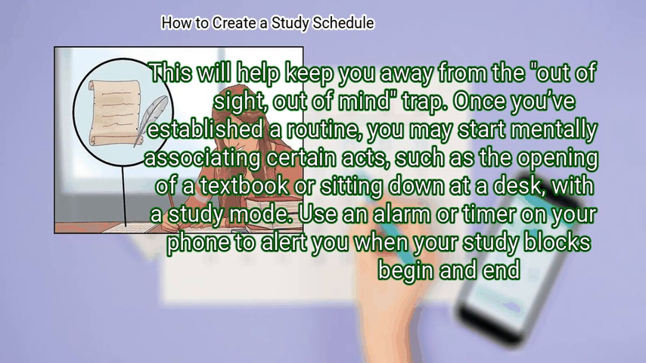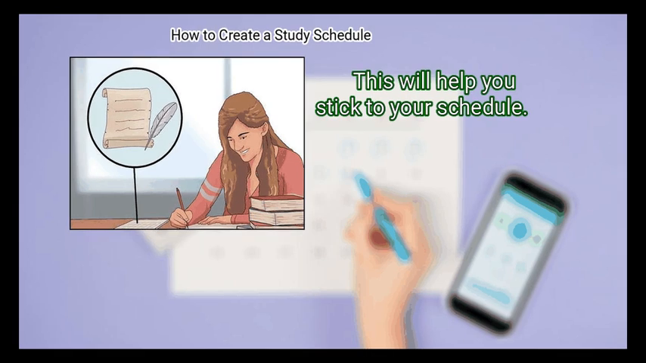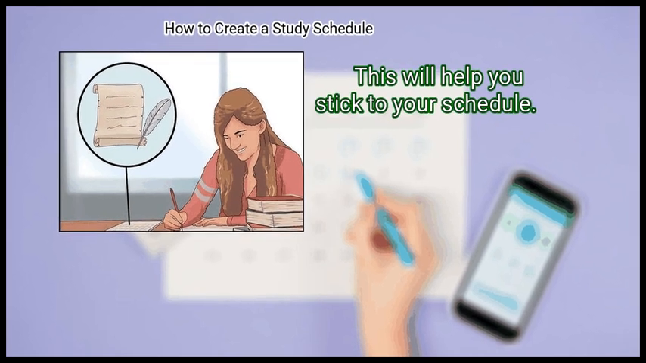Once you've established a routine, you may start mentally associating certain acts, such as the opening of a textbook or sitting down at a desk, with the study mode. Use an alarm or timer on your phone to alert you when your study blocks begin and end. This will help you stick to your schedule.